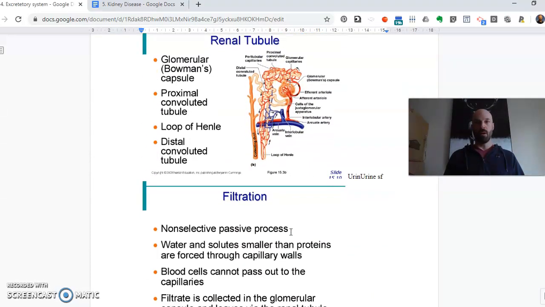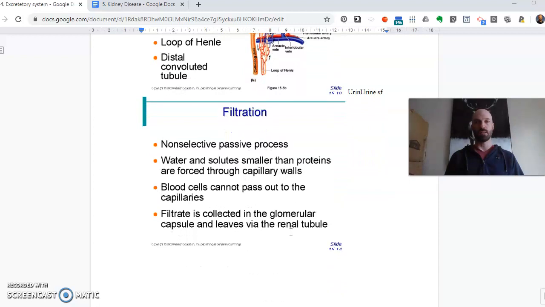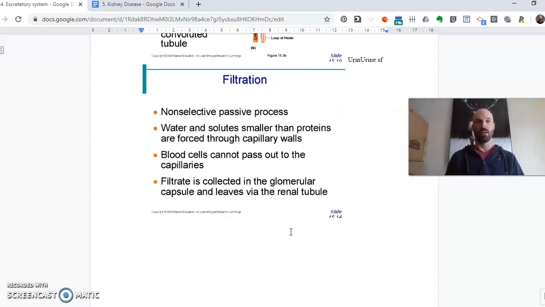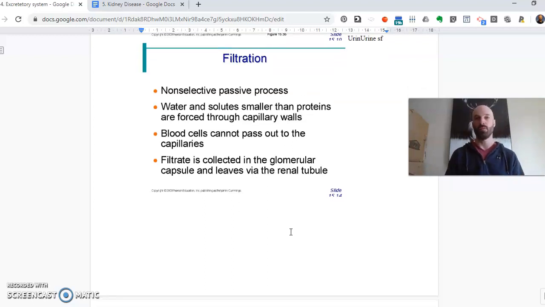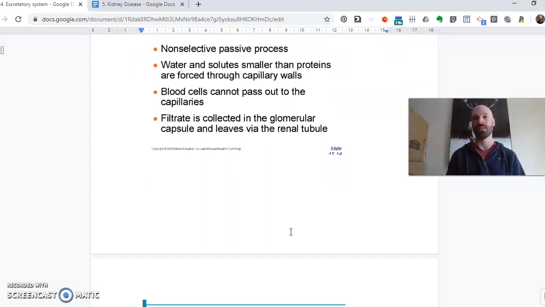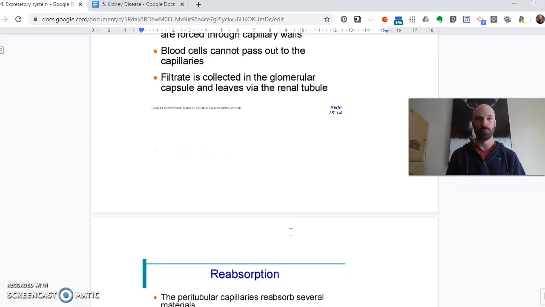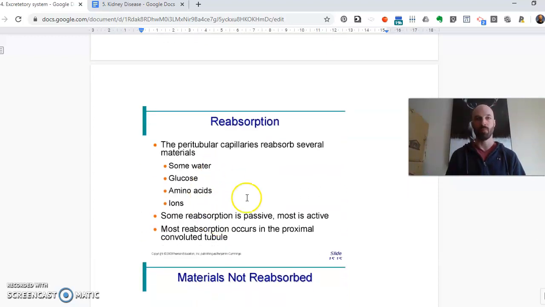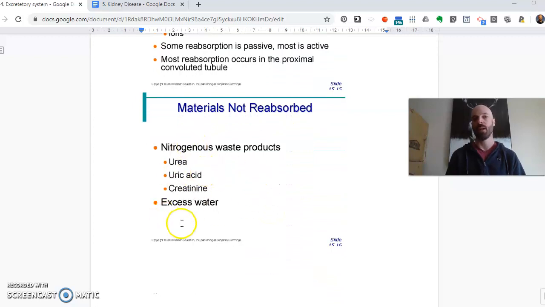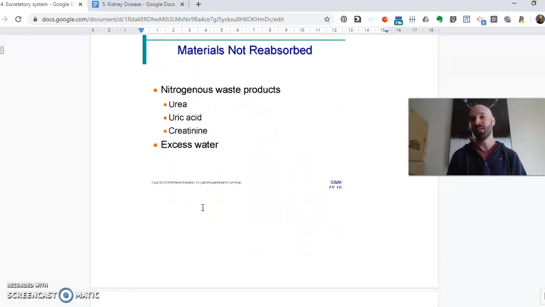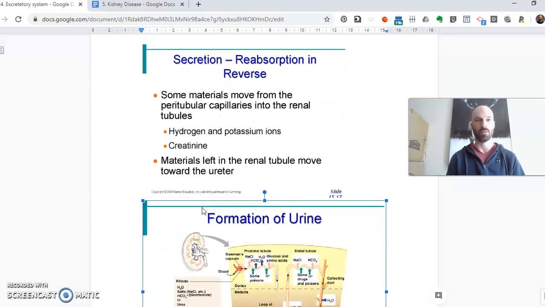I'm going to add this to Monday's. Actually, I'll put it on for today, but it has more information on it. It talks a little bit about filtration. Filtration again is the formation of urine and what's being reabsorbed. All these things are important. Nitrogenous wastes are not reabsorbed, and if you have too much water, it's not reabsorbed. You can see this when you go to the bathroom. If you've drunk a lot of water that day, you'll see that your urine is lighter. If you haven't had enough, then you'll see your urine is darker. So a lot can be told by the color of your urine as well.